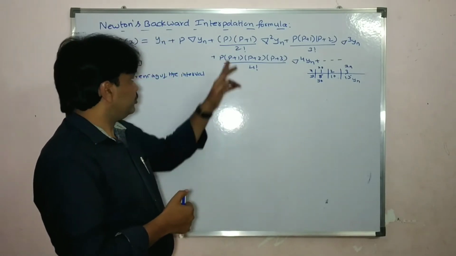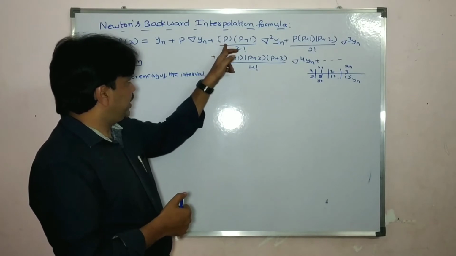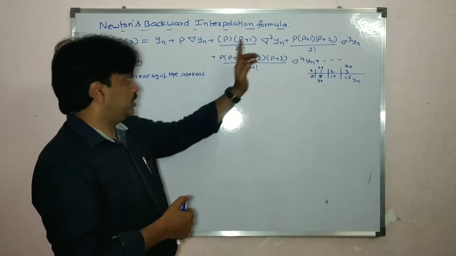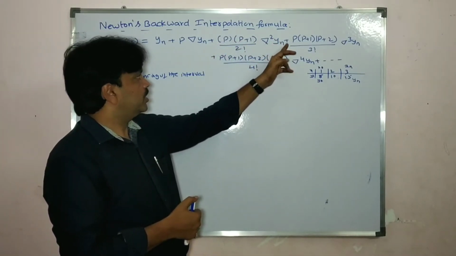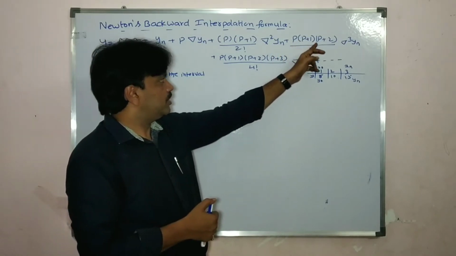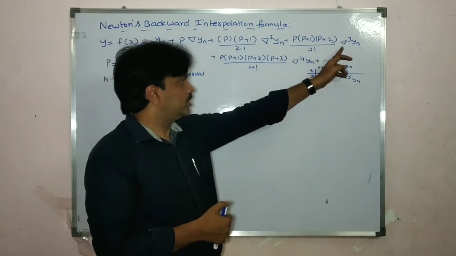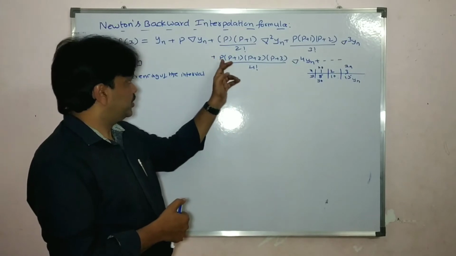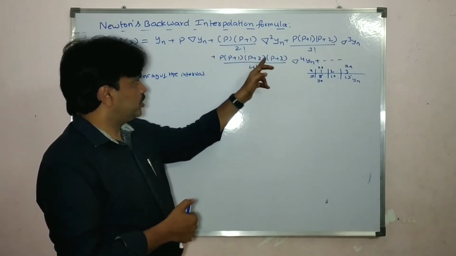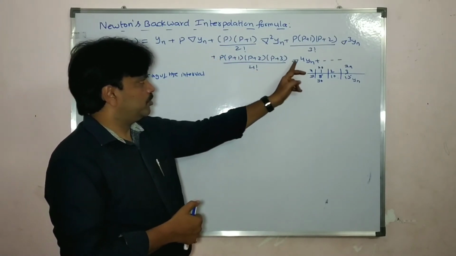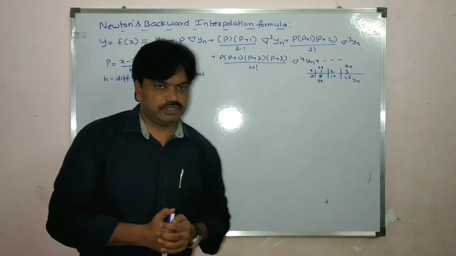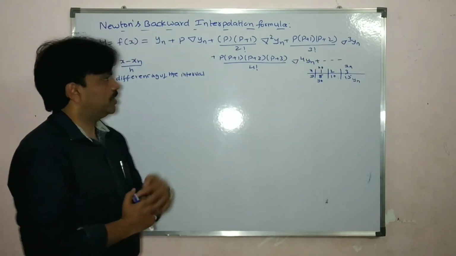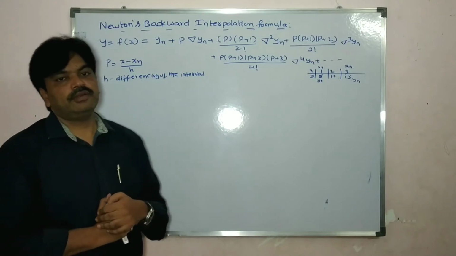And then plus p into p plus 1 by 2 factorial into del square yn, plus p into p plus 1, p plus 2 by 3 factorial into del cube yn, plus p into p plus 1, p plus 2 into p plus 3 by 4 factorial into del power 4 yn plus and so on. This is Newton's backward interpolation formula.